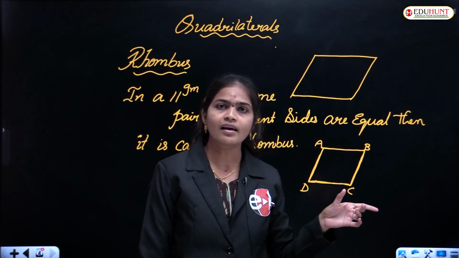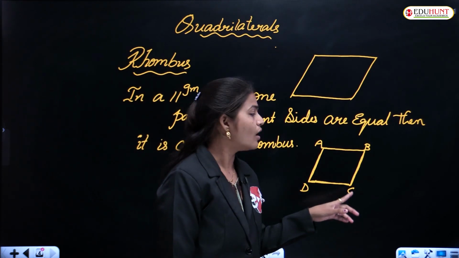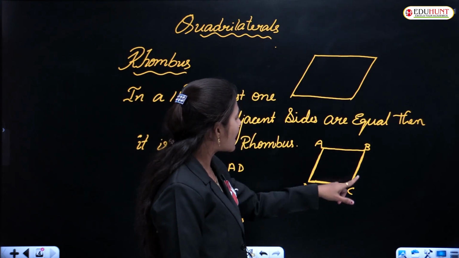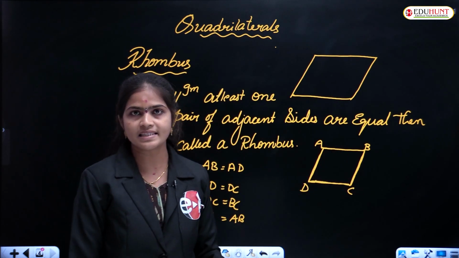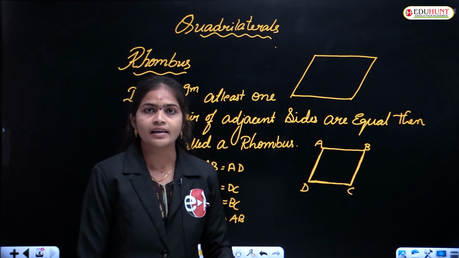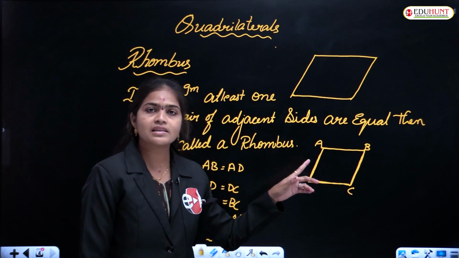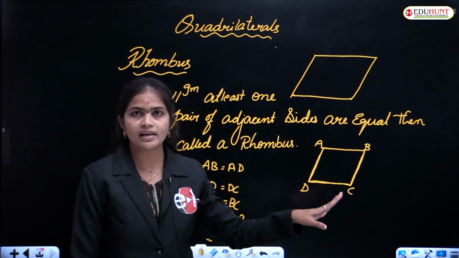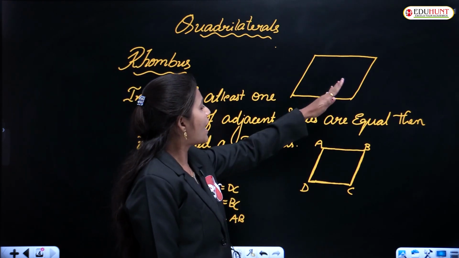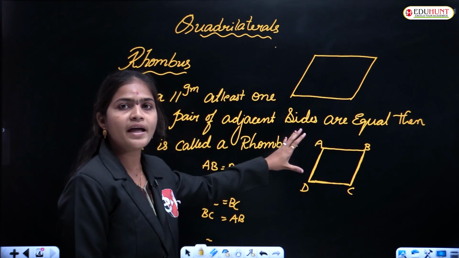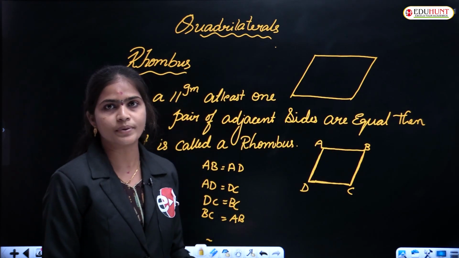In a rectangle all angles are equal. And if all the sides of a parallelogram are equal, then it is called a rhombus. Is it clear, children? In the rectangle we discussed the angles. Here we discussed the sides of a parallelogram, so don't be confused. In a parallelogram, if at least one pair of adjacent sides are equal, then it is called a rhombus.